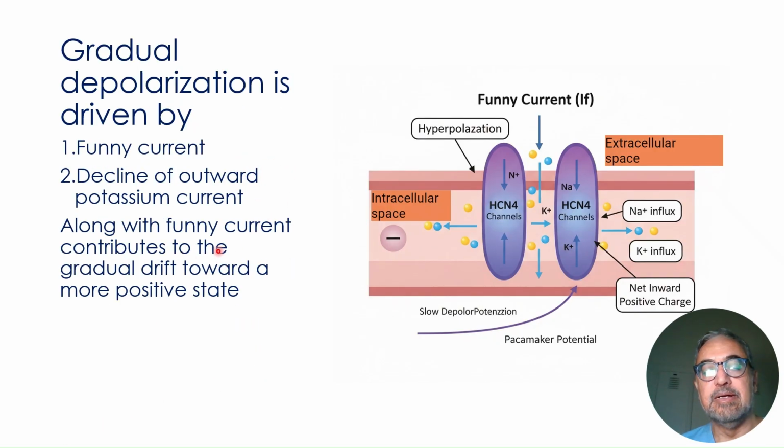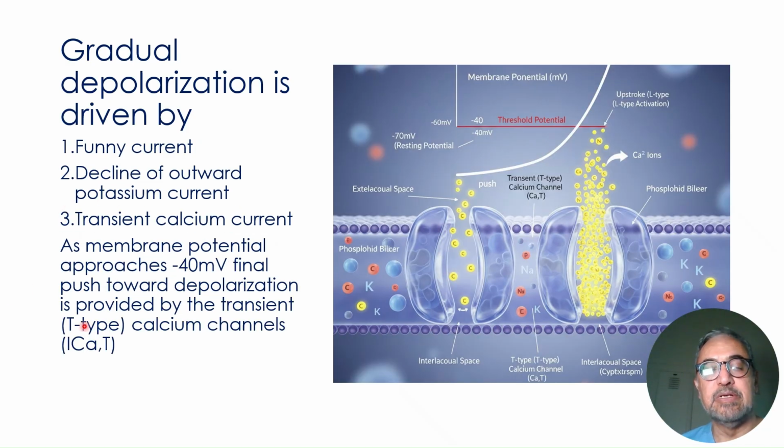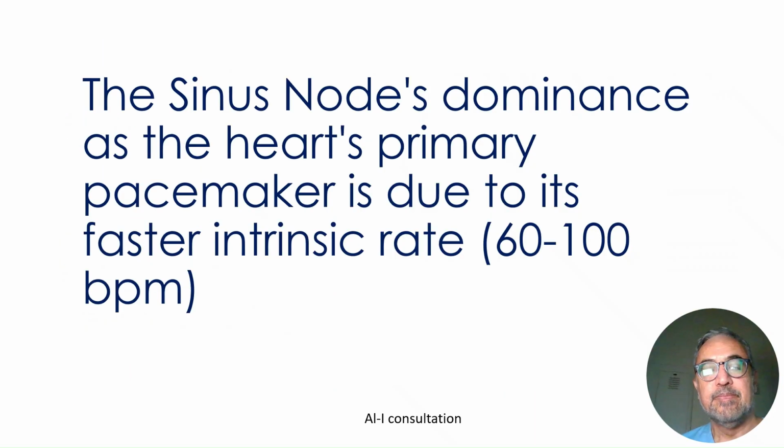This reiterates the gradual depolarization. As the membrane potential approaches minus 40, the final push towards depolarization is provided by the transient T-type calcium channels. The sinus node's dominance as the heart's primary pacemaker is due to its faster intrinsic rate, or a steeper slope.